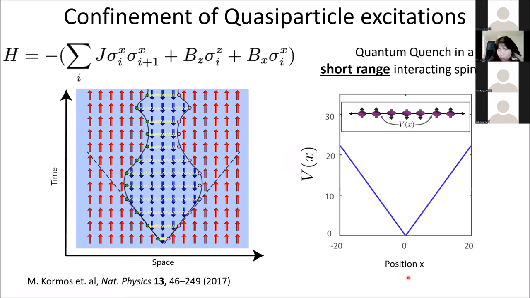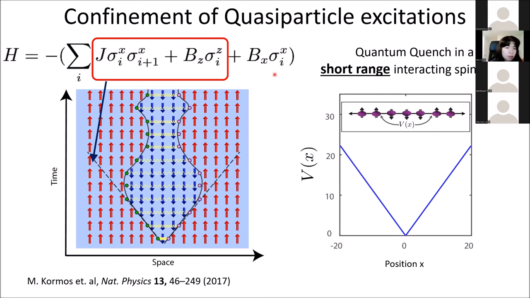Next, we should break down the Hamiltonian that Kormos studied and evaluate which parts of the Hamiltonian contribute to what phenomena. In the nearest neighbor model, this interaction plus the transverse B field will provide a kinetic energy that causes the domain walls to travel linearly along the dotted line. So if you ignore this longitudinal B field, the information will propagate along these dotted lines.